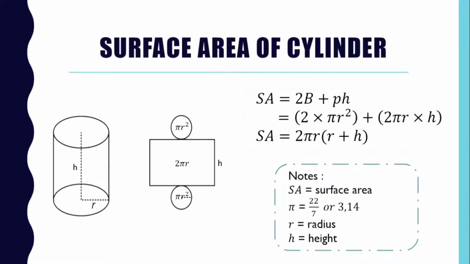SA equals 2 times B plus P times H, equals in brackets 2 times pi times R square, plus in brackets 2 times pi times R times H, or SA equals 2 times pi times R times in brackets R plus H, with SA is surface area, pi is 22 over 7 or 3.14, R is radius, and H is height.